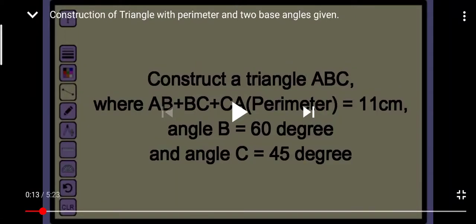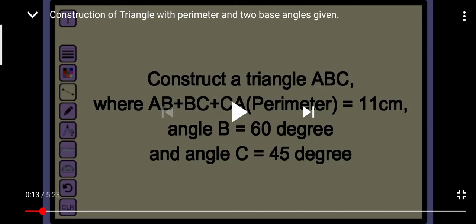Good morning, students. Today I am going to explain the third construction method. When we construct a triangle ABC where AB + BC + CA is given, it means the perimeter of the triangle is given and the base angles are given. Okay.